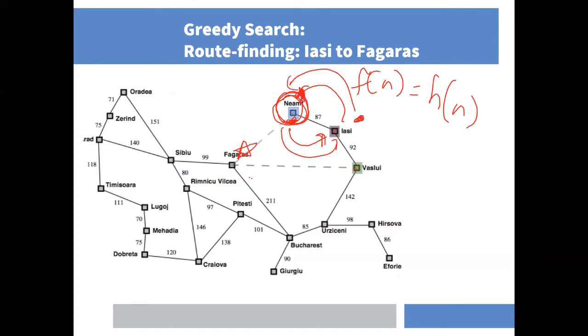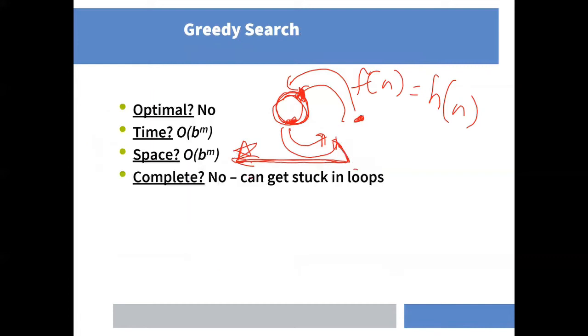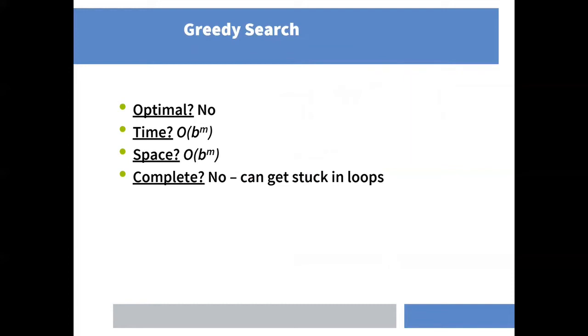Therefore, with that problem, greedy search will not be able to find this path, which is the solution to the problem. Therefore, greedy search may not be complete. It may not find the solution because it can get stuck in loops or in an infinite loop.